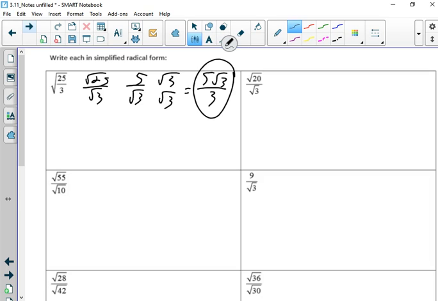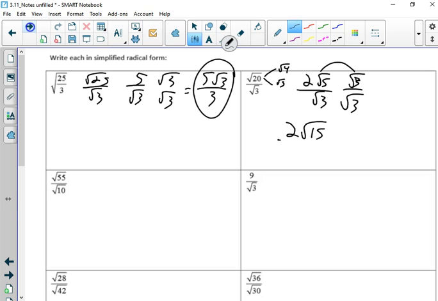The next one. Again, I could rationalize now, but I get radical 16 on top. Why not break this down first? This is really 2 radical 5 over radical 3. Reduce first. Always reduce. Now, to get rid of that radical 3, I multiply by radical 3, top and bottom. Inside times inside, 2 radical 15 over 3. And that's it.